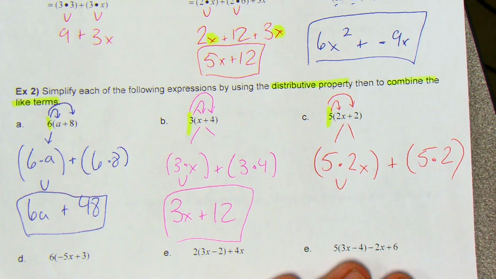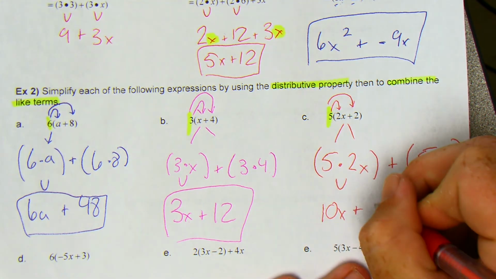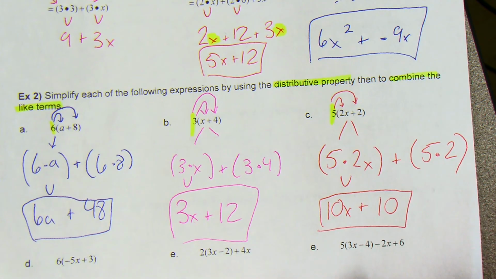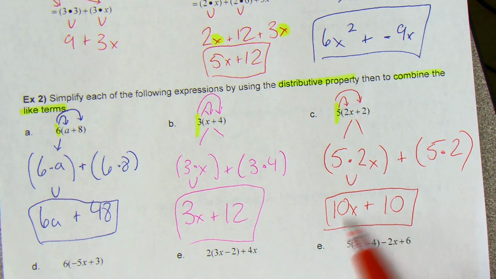To simplify this, 5 times 2x is 10x. And then 5 times 2 is 10. So my final answer is 10x plus 10. Remember, again, I did not combine like terms because this 10 does not have an x. I cannot combine like terms unless all my numbers share the same variable. If that 10 had an x attached to it, then we could add these together. But since only this 10 has an x attached to it, we leave them apart.